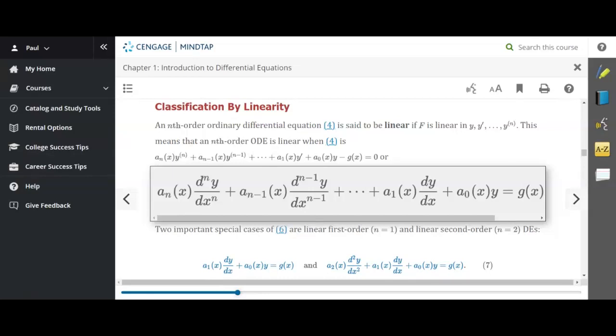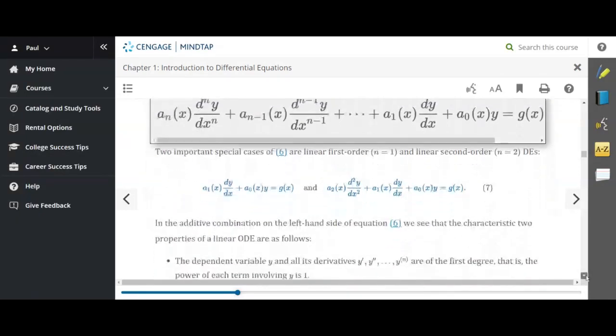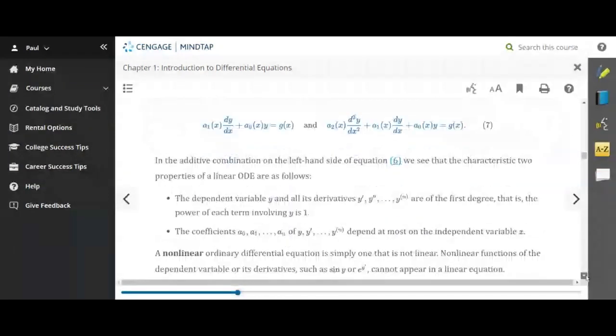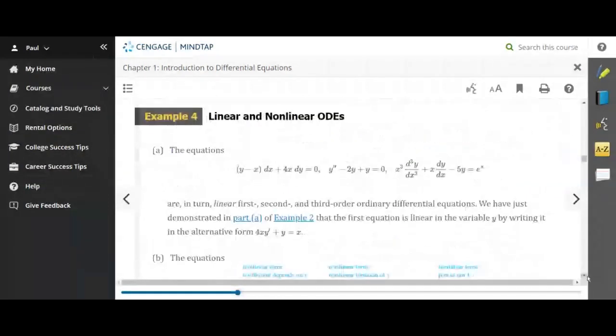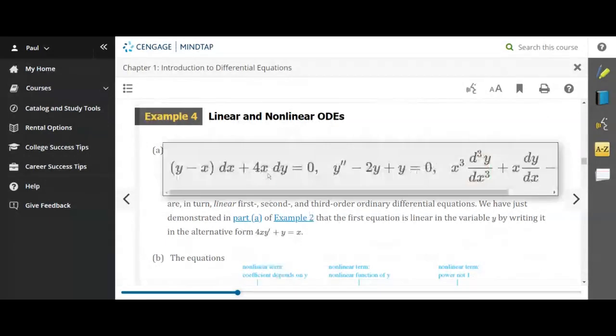Okay, so if you look at it, you see before each derivative there is a function of x. Before each derivative. Okay. They have some examples here. I think I'll get right to some examples. Let me just see here. Yeah, let's go here.